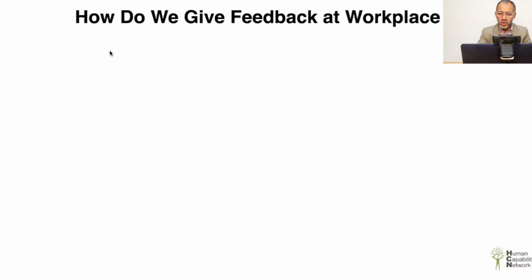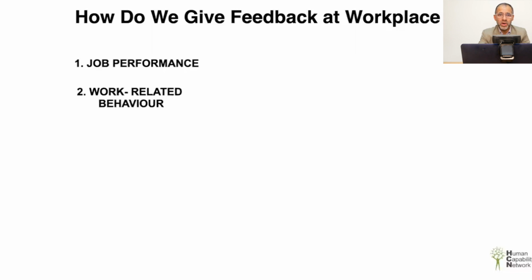So here we go. Let me take you through the basic concepts that will help you get the idea. When it comes to how we give feedback at the workplace, there are two kinds of feedback that normally play a very important role. One is on job performance, and the second, as I said, is work-related behavior. When it comes to job performance, we basically look at the competencies in the job, which means the employee's competencies and capabilities.